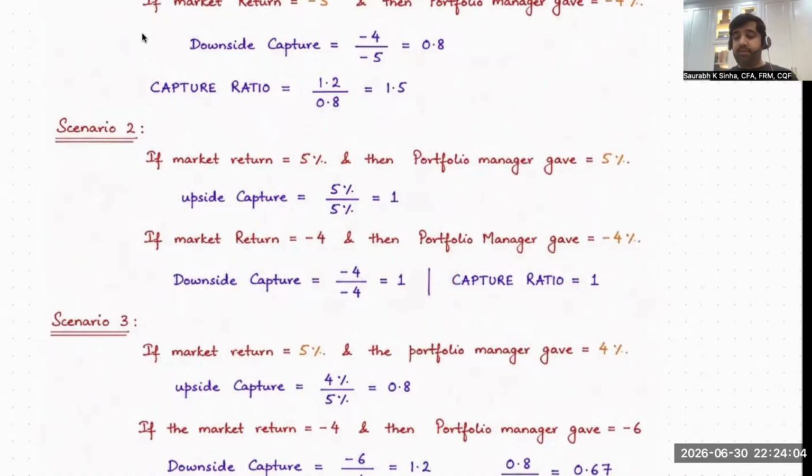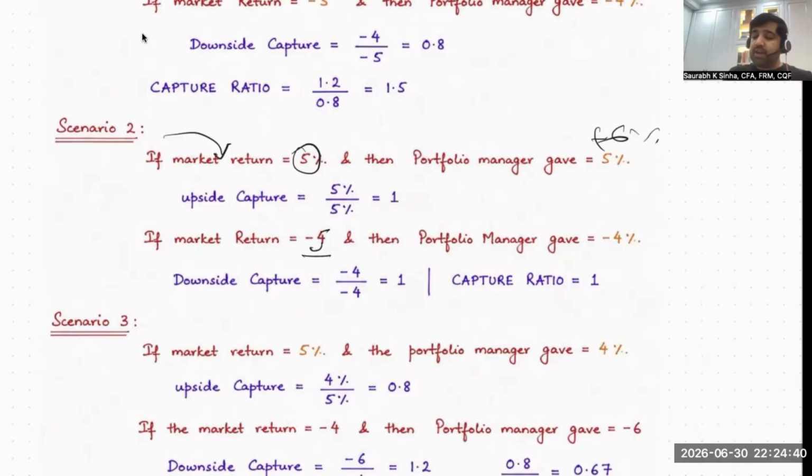Okay. Now, in the same scenario, if I take one example where the capture ratio is equal to 1, if I say that I am about to receive a symmetric return from the portfolio manager, even in that case, it's not any way better to invest with the portfolio manager. Let's see with the example. If the market return is 5% and the portfolio manager gave me positive 6%. And if the market return is minus 5% and the portfolio manager again gave me minus 6%. So the ratio would be 6 upon 5, that is 1.2. Here the ratio would be minus 6 upon minus 5, that is 1.2. And the capture ratio at the end would be 1.2 upon 1.2.